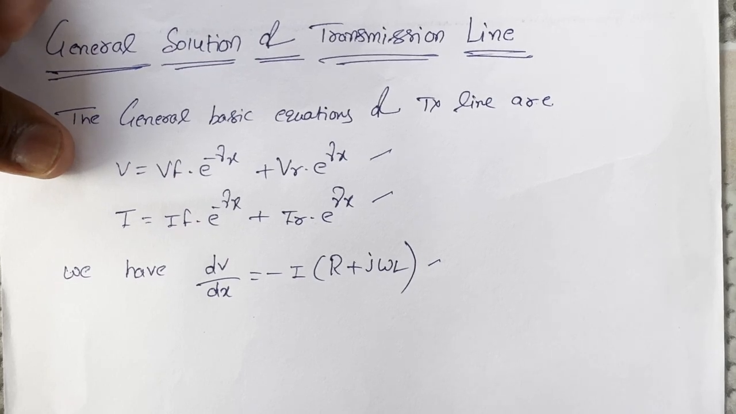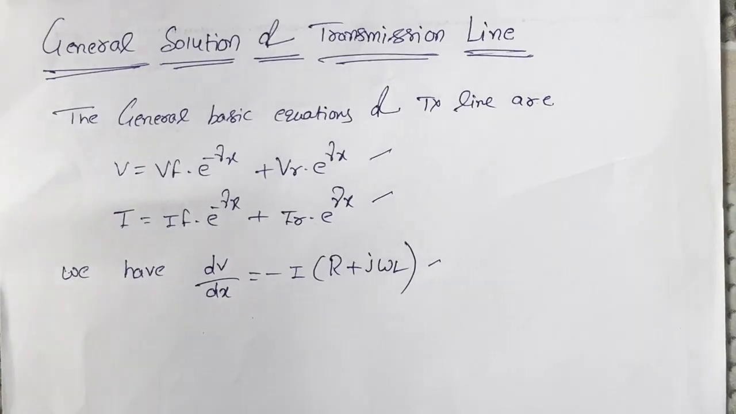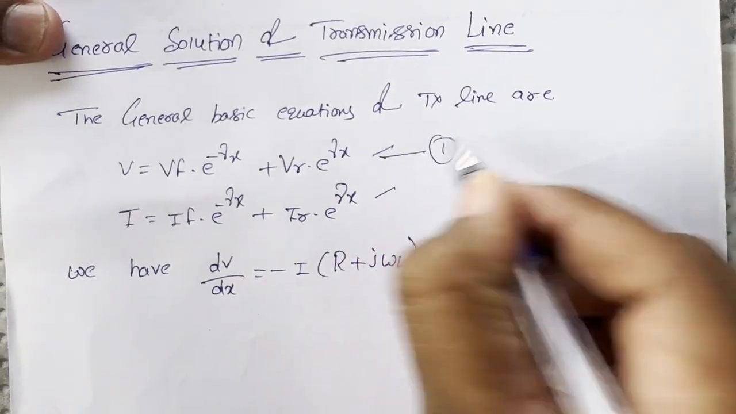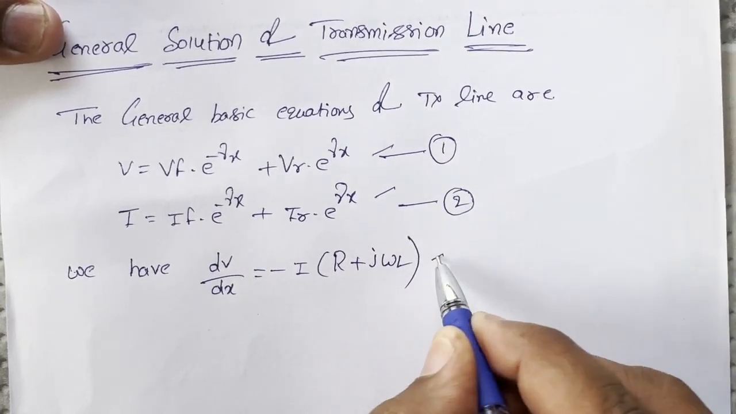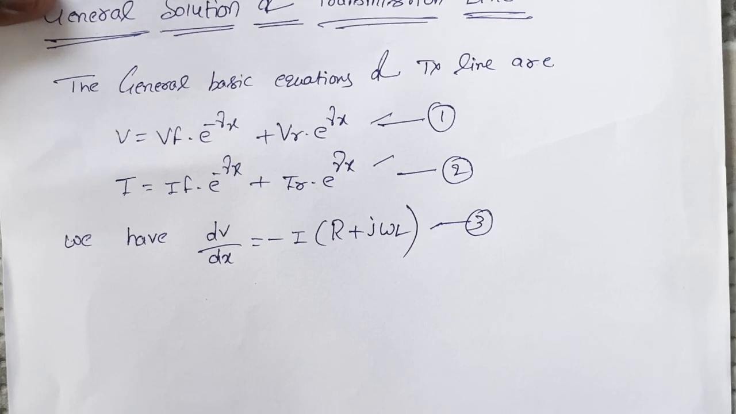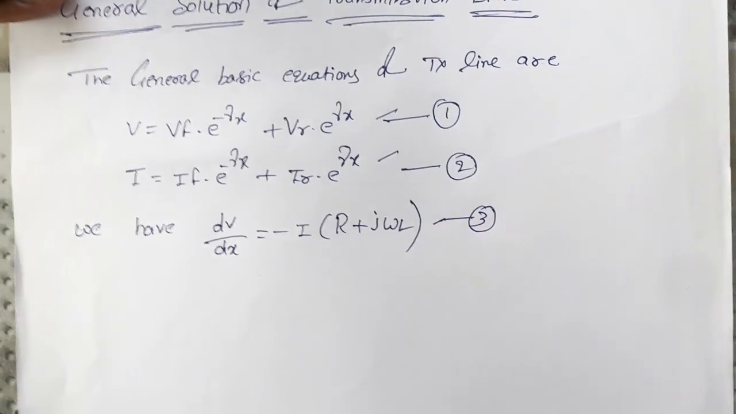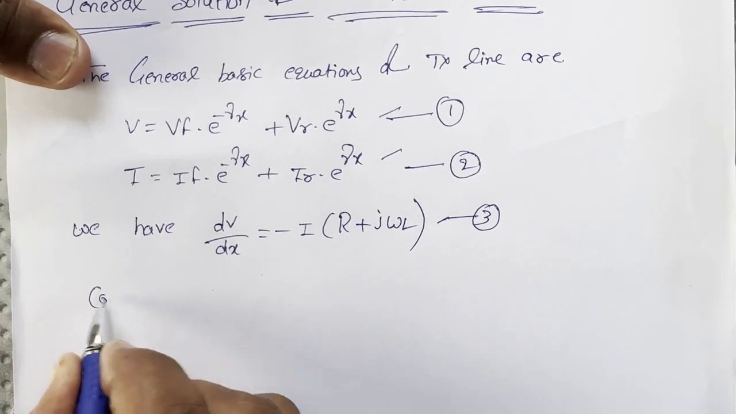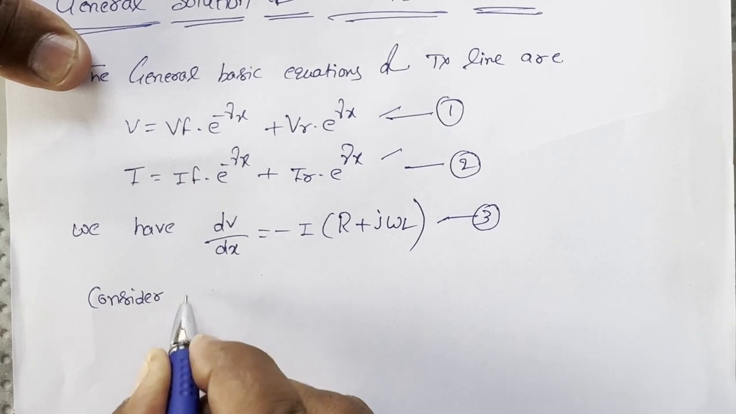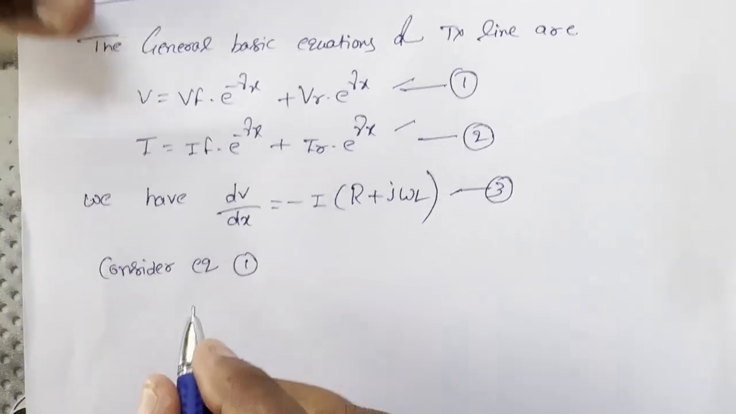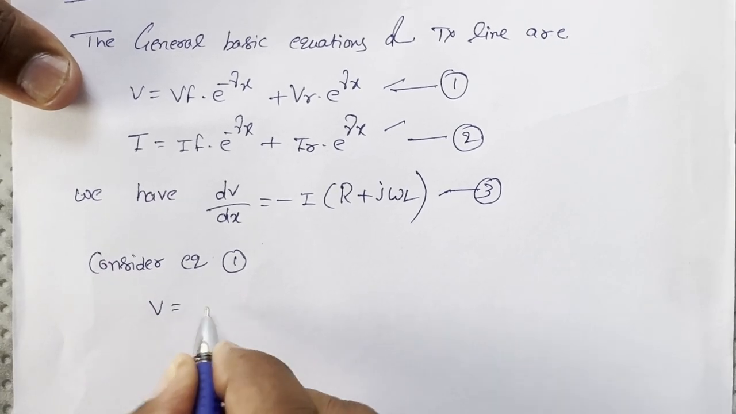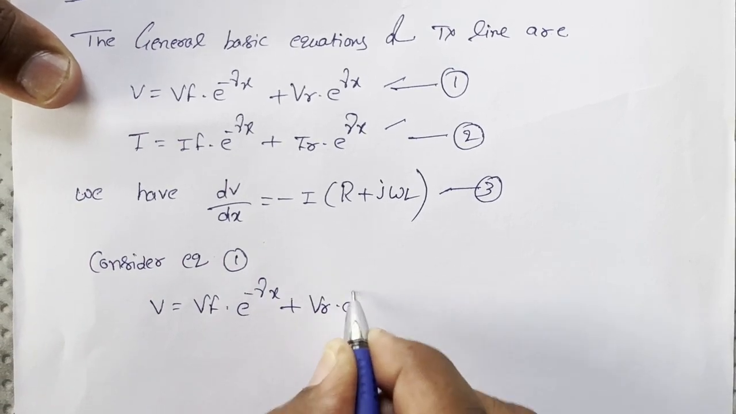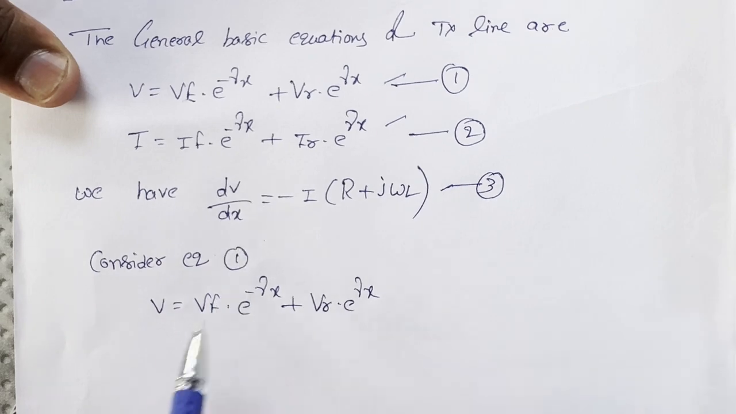Now we will derive the expressions for the general solution, and here let it be equation number 1, equation number 2, and equation number 3. I am considering those three equations. Now consider equation 1, that is simply V equal to Vf into e power minus gamma x plus Vr into e power gamma x. That is equation number 1 I am considering.